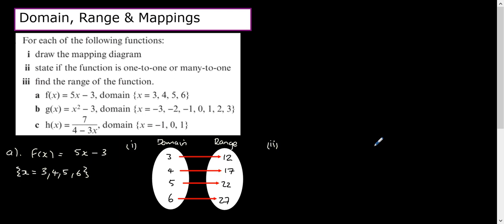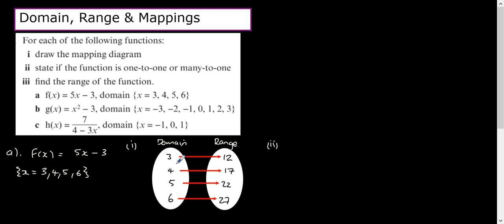Now we have to have a look at what type of function this is. As you saw from the learning pack, we can have one-to-one, we can have many-to-one. Both of those are functions, but we could also have potentially one-to-many and many-to-many mappings.